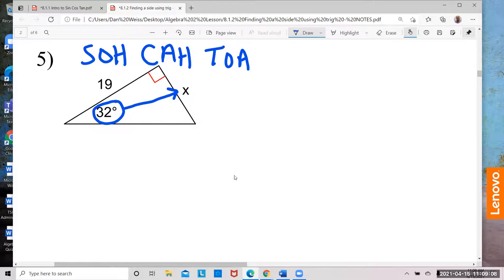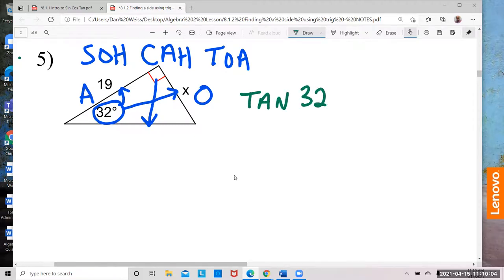All right. X is opposite. What is 19? Adjacent. Very good. Very good. Because from the right angle, this is the hypotenuse, right? So very good. Does that make sense? You're exactly right. Are we good? Yeah. So we have opposite and adjacent. So which of the three are we going to use? So, cah or toa? Well, did you say toa? Yeah. Okay. Good.